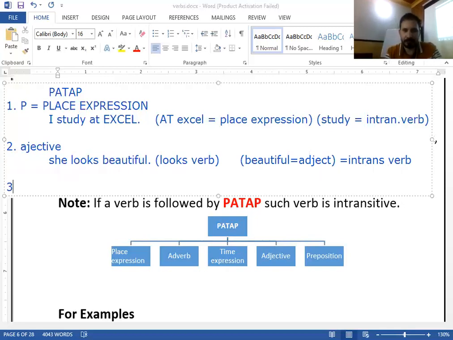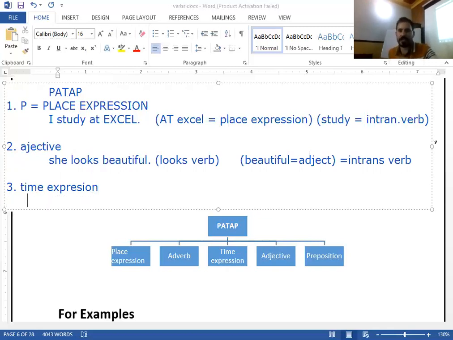Third number: T. T means time expression. When a time expression follows the verb, again that will not be an object. For example, if I write down, she studies in the morning. Or for example, let me keep it easy for you people. She studied yesterday. The verb is study.